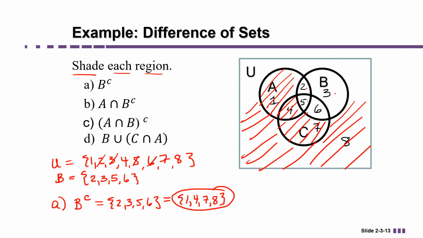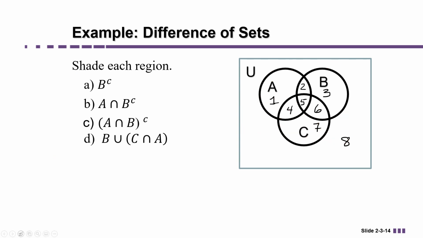Now this is not the only way to work this problem. There's another way, which is just to think of B complement meaning everything that's not in B. And you'll see that we get the same result. B is the only part that's not shaded. We shaded everything that's not in B. Let's take a look at another one. So we already did that one. Now we're going to do A intersect B complement.